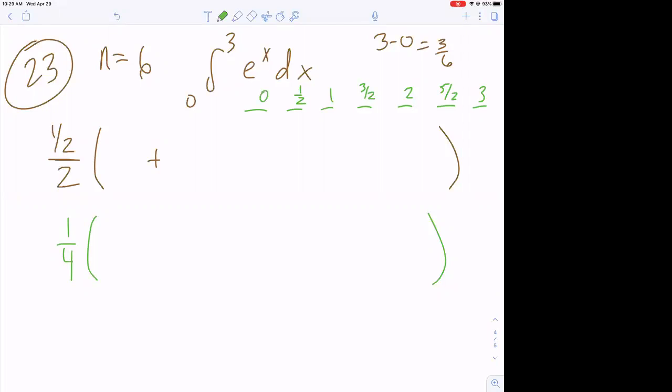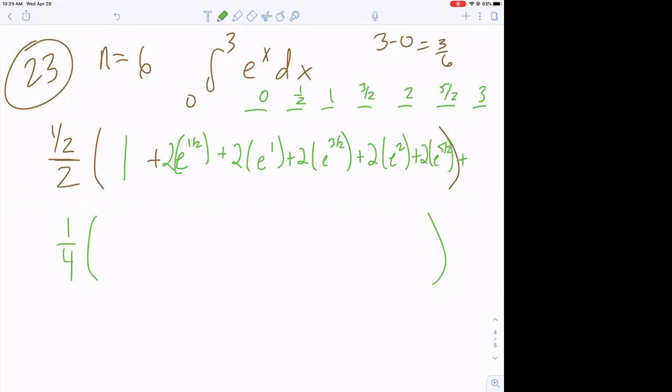And e to the 0 is 1, but after that, it's literally just going to be 2 times e to the half plus 2 times e to the 1 plus 2 times e to the 3 halves. And so this is just going to be a really gross thing that you just have to plug in, all of 2 times e to the 5 halves plus e to the 3rd.